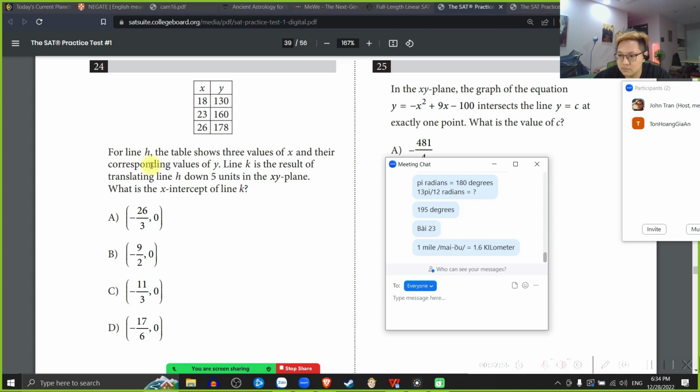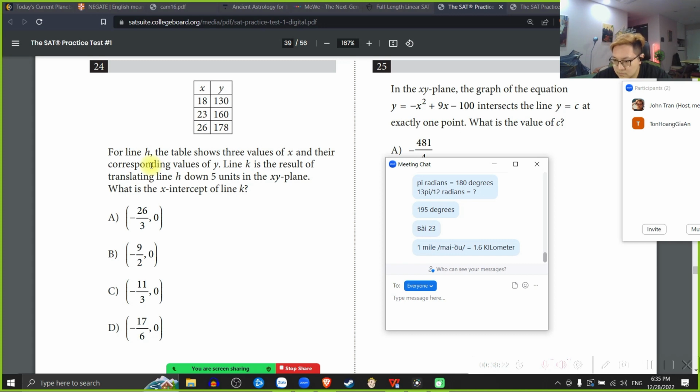Line K is the result of translating line H down 5 units in the XY plane. How is "result" pronounced? It's pronounced like "out". Result of translating line H down 5 units in the XY plane.